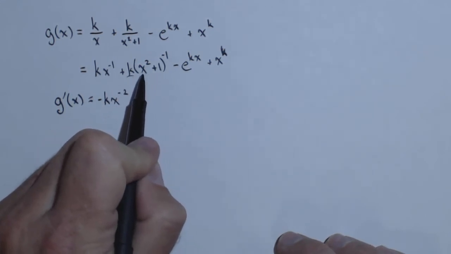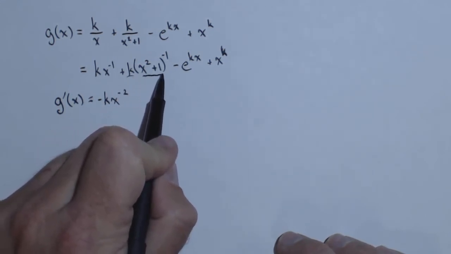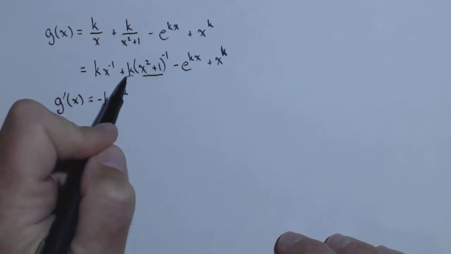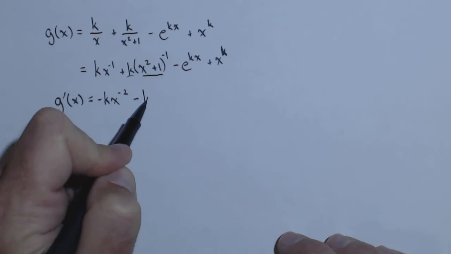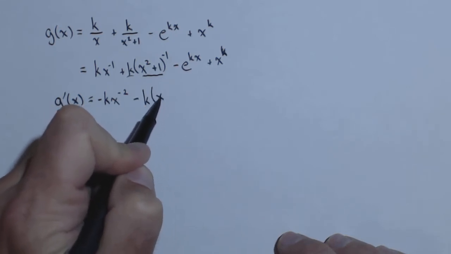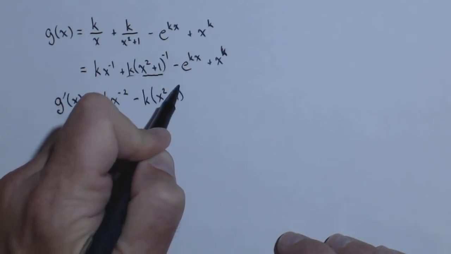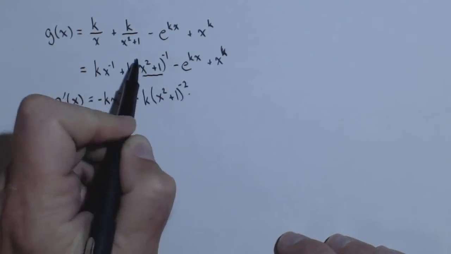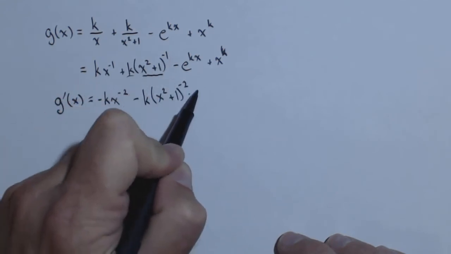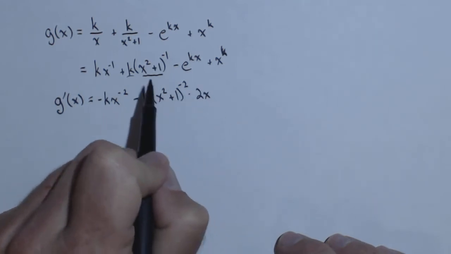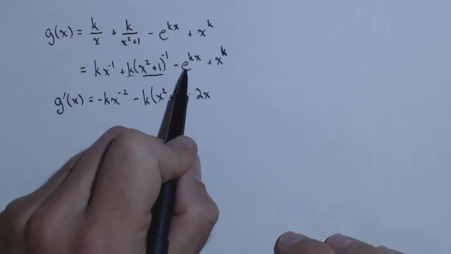This one will involve a chain rule because I've got an inside function here of x squared plus 1. So I'm going to bring the negative down, and that's going to give me a minus k. I'm going to leave the inside alone, x squared plus 1. Decrease the exponent by 1, that becomes a negative 2. Now times the derivative of the inside, so times 2x. So that's all the derivative of this piece here.